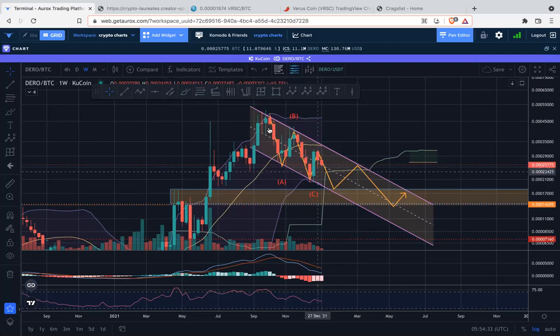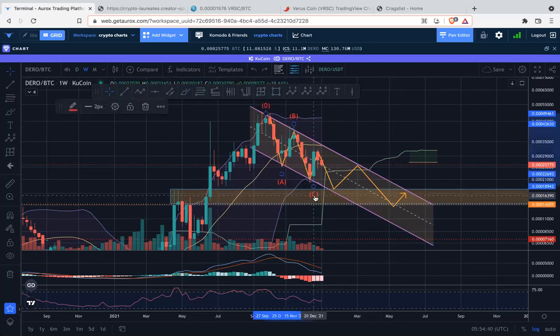So there you have it. That's the potential for DERO. You would have an ABC and then an X wave and then the next ABC ending here. That would be the idea. I hope that makes sense for you.